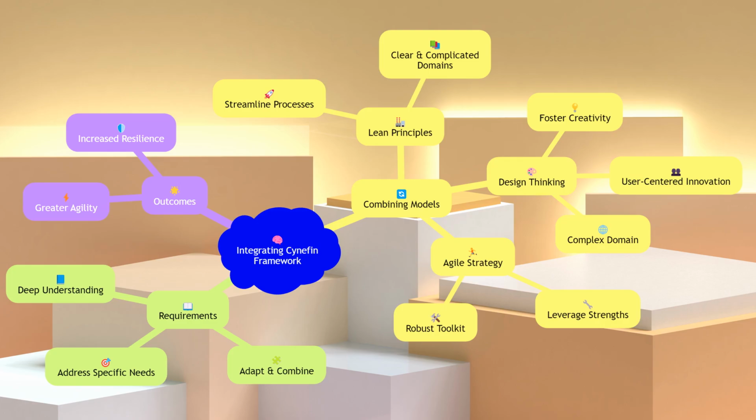In Agile strategy, integrating multiple models allows teams to leverage the strengths of each approach, creating a more robust and versatile toolkit. This integration requires a deep understanding of the principles and practices of each model, as well as the ability to adapt and combine them in ways that address the specific needs of each situation. By doing so, teams can achieve greater agility and resilience.